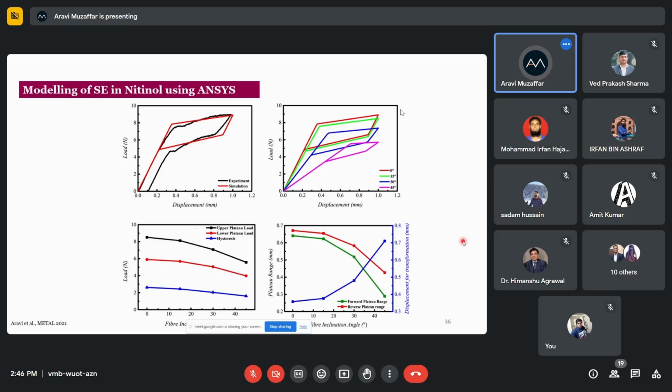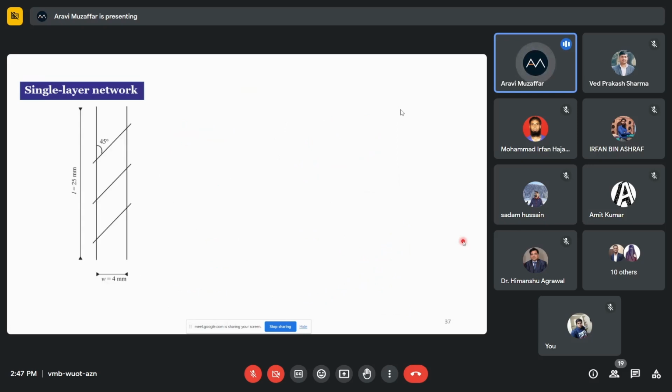Now the second step after the single fiber is to make a single layer network, because the combination of single layer networks would give us the multi-layer network of nitinol. For that, we considered a simplistic case wherein we took 2 vertical fibers and 3 horizontal inclined fibers. Here I've shown it at 45 degrees, but we changed the inclination angles and saw the effects of that change.